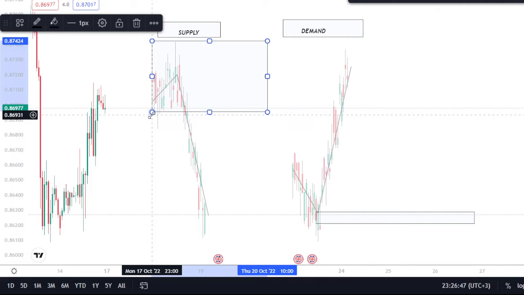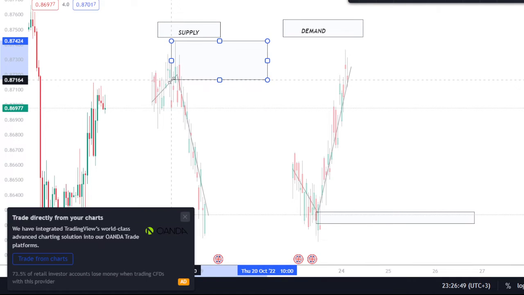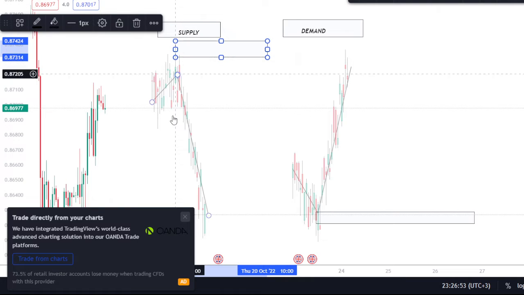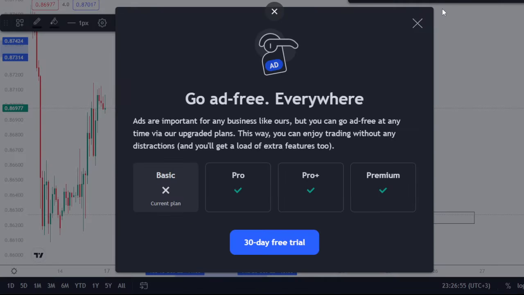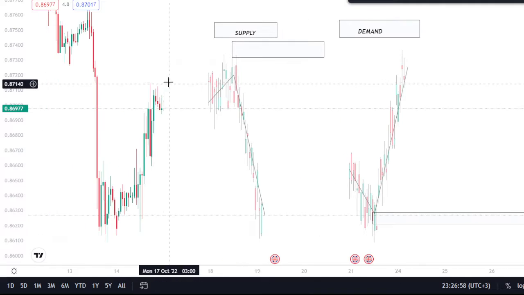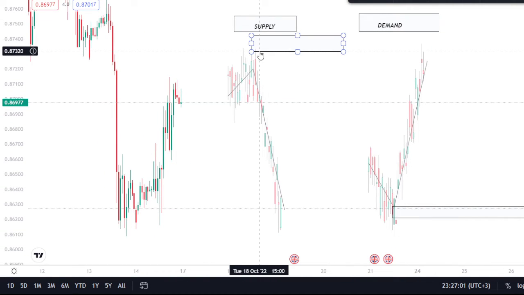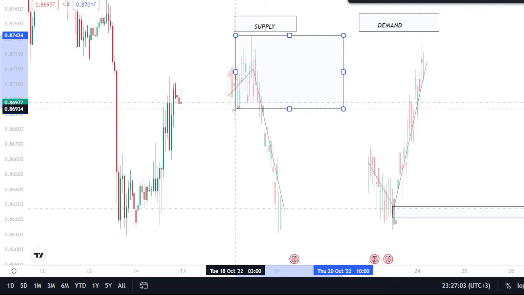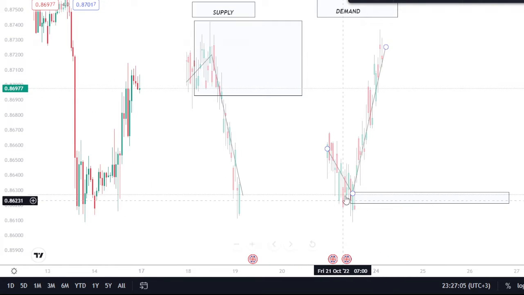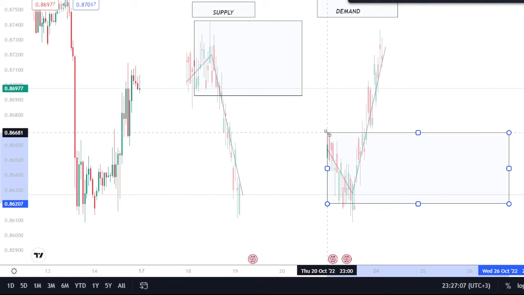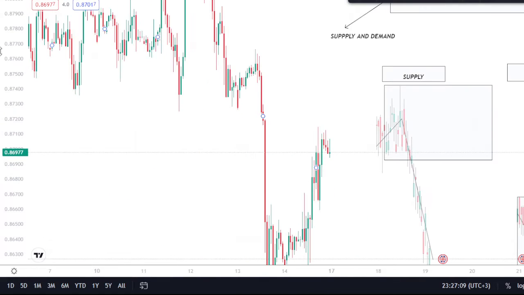Even to this supply, we can refine it to the 50% zone, or even to the last mitigated zone. So what are we saying now? This is actually what supply and demand is. Now let's use this concept of supply and demand on the actual real market, right?